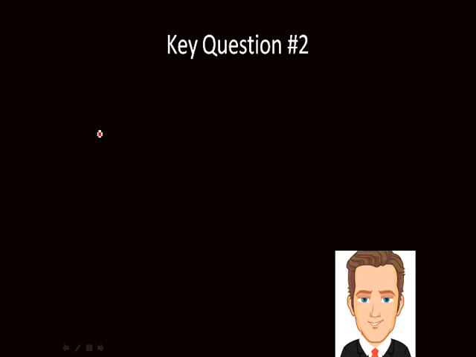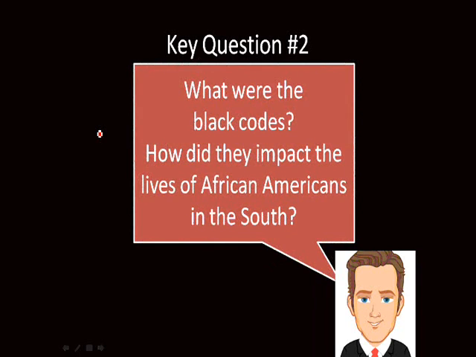All right, here's your second key question. What were the black codes and how did they impact the lives of African Americans? Think about Jim Crow laws. How did that impact the daily lives of people in the South, specifically African Americans?